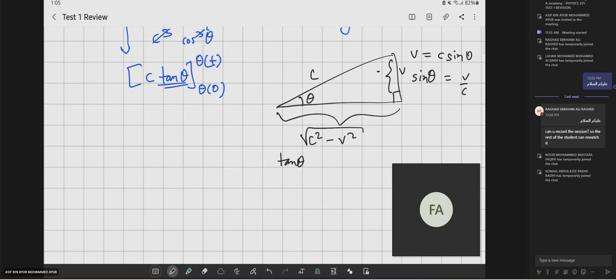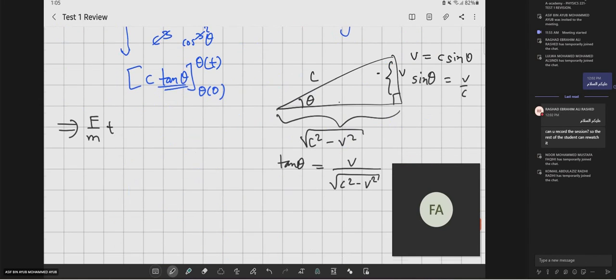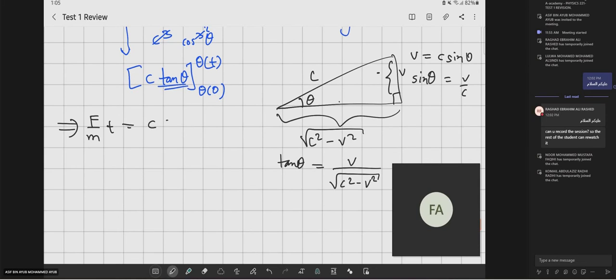Tan theta is this side by this side. So that is V over square root of C squared minus V squared. So I have F over mt, this is from this side of the equation, equals CV over square root of C squared minus V squared. Again, I can take C outside and I can cancel it with this one. So I'll have F over mt equals V over square root of 1 minus V squared over C squared.